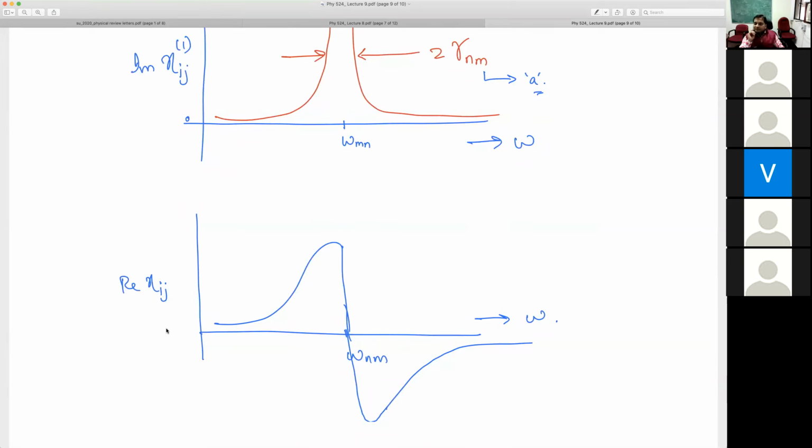The real part of chi will manifest in other experiments. It doesn't manifest in absorption, but it will manifest in other places. One example is the polarization of light. I just mentioned that I measure the intensity of the transmitted light with respect to the incident light. I transmitted divided by I incident is, let's say, the absorption coefficient, and that will look like the imaginary part of chi ij. I can do another experiment.